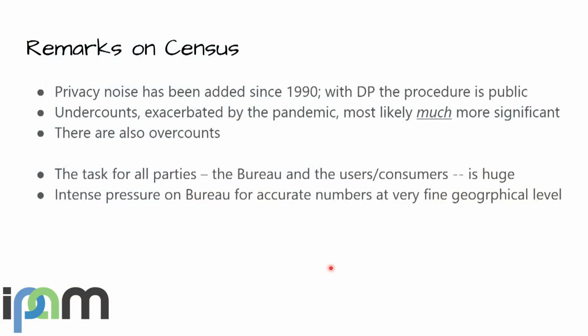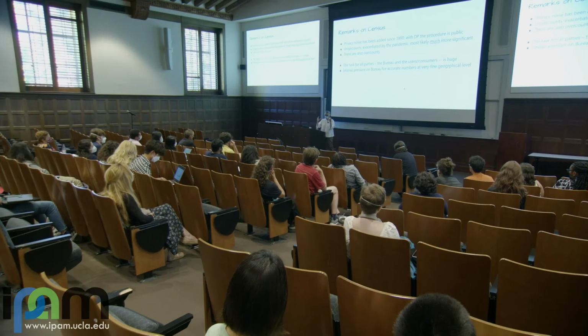There was intense pressure on the Bureau for accurate numbers at very fine geographical levels. It's very important also for the Bureau to know what are the questions that need to be prioritized. There's a privacy budget. We want to say that there's going to be a cumulative privacy loss of blah, blah, blah. We can spend much of that in one place and a little bit elsewhere. Where should we be spending our budget?